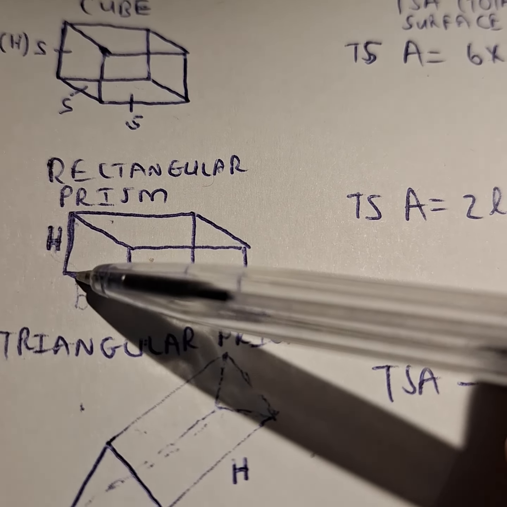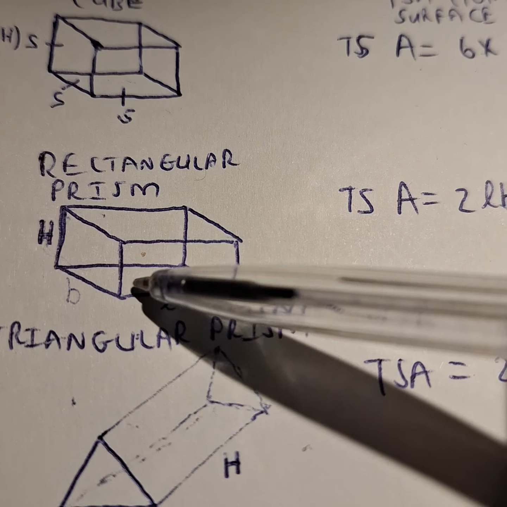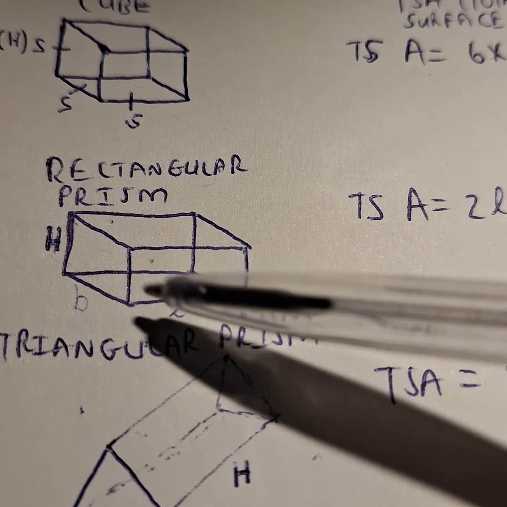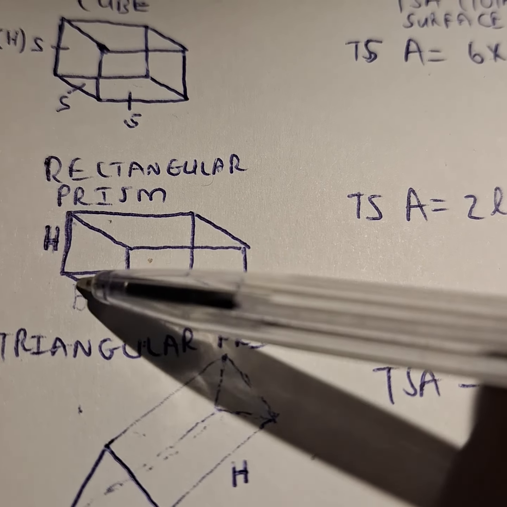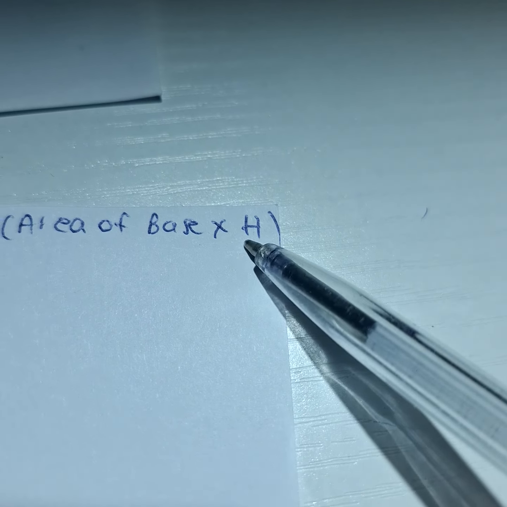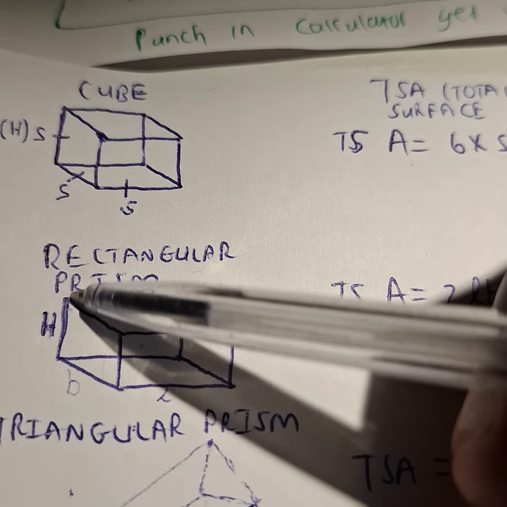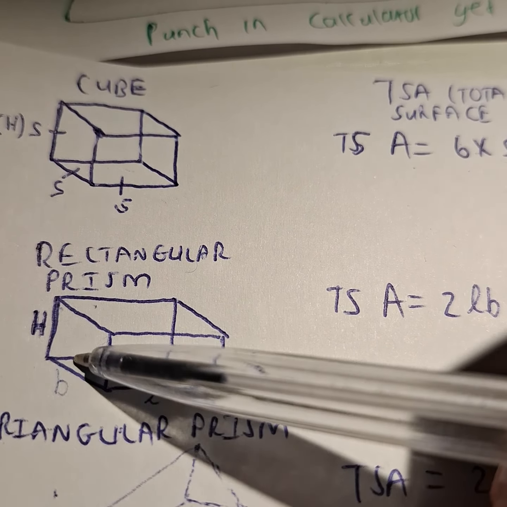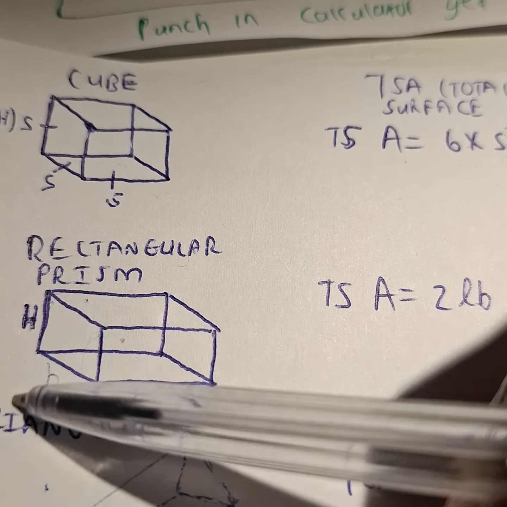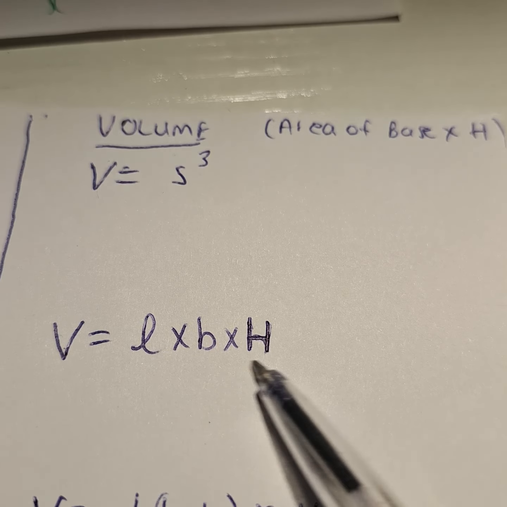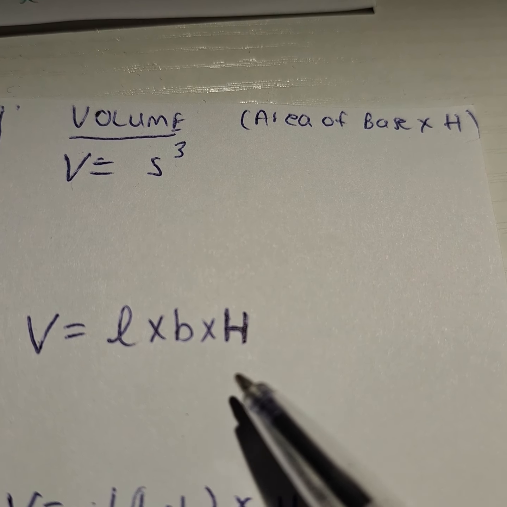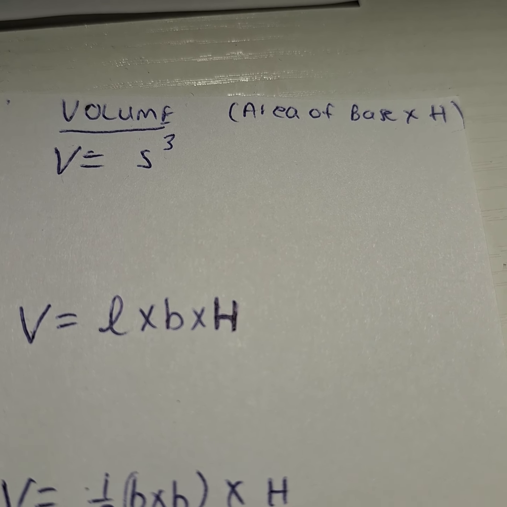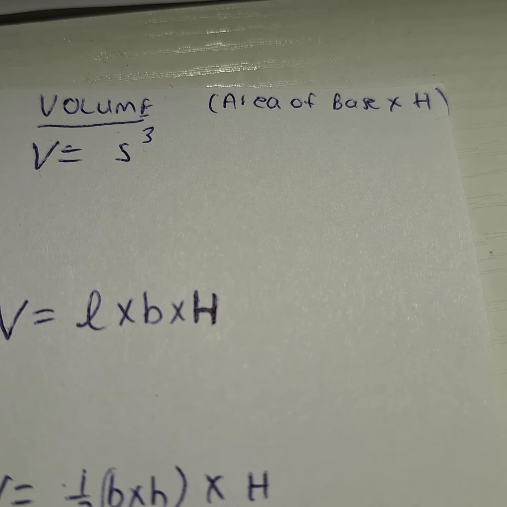So if we want to calculate the area of the base, we are going to say area is equal to length times the what? The breadth. That's the area of the base. Then we multiply it by the what? By the height. So the height would be h. So that's why we say length times breadth times the capital letter H, height. That gives us the volume of a rectangular prism or a rectangular box. Hope that makes sense and it's clear.